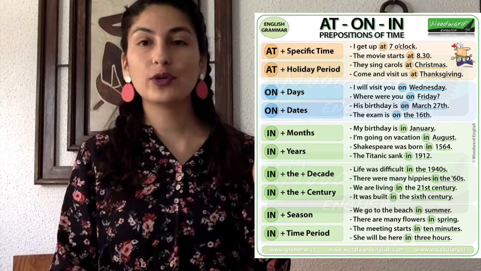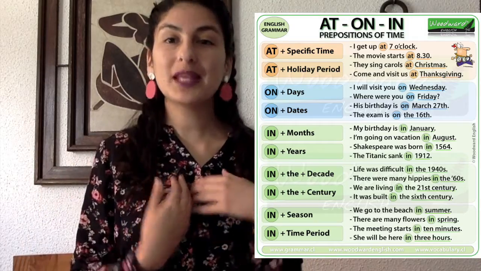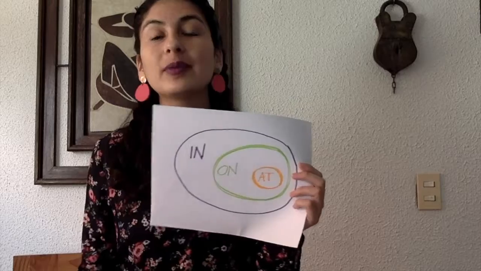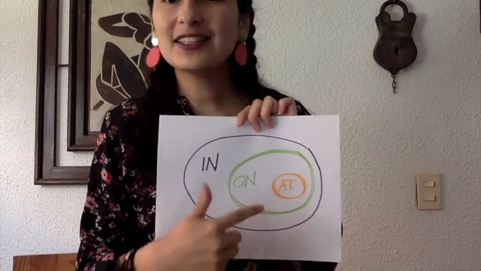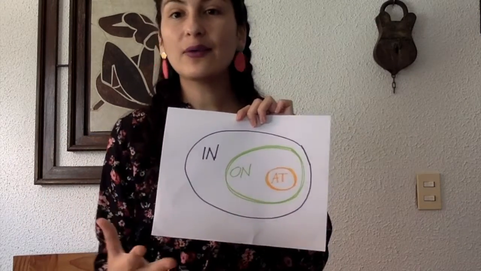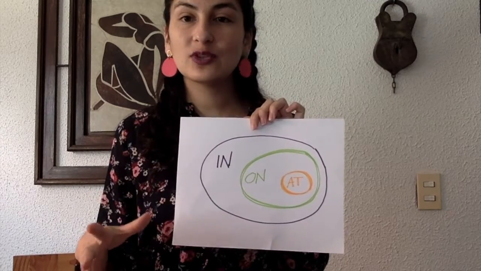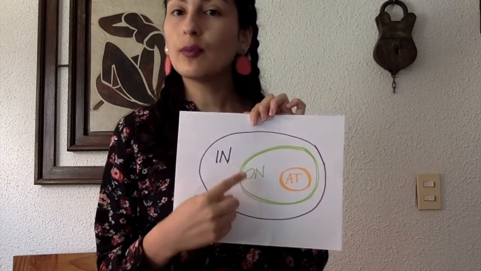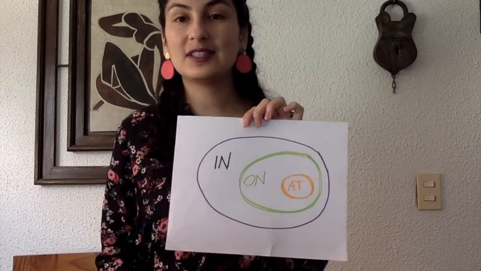I know it's kind of tricky, but this is a chart where you will see the difference. This may help you, but what helped me to learn this was this. For me, it was easier to learn the prepositions with this drawing. We use at for very specific situations. For example, the hour in a day. We use on for less specific situations. For example, on Monday. And we use in for even less specific situations.